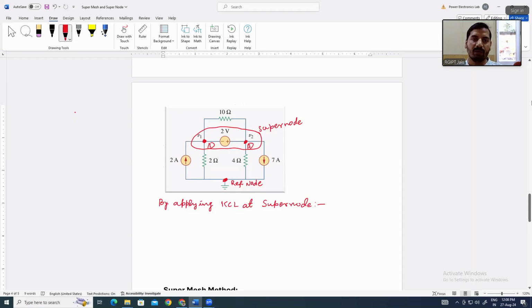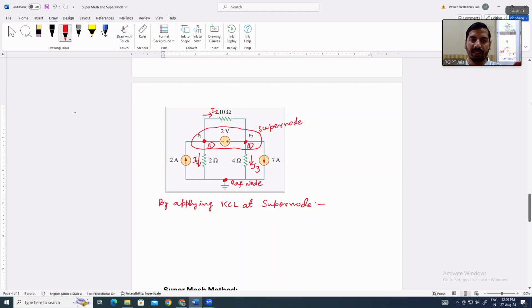Before applying KCL at the super node, we have to assume the current flowing. Suppose we assume the current flowing is downward. This is I1, this is I2, this is I3. We can take any direction of current, there is no issue. If your assumption is correct, you will get a positive sign after solving. If it comes out negative, you have to reverse the direction of the current that you assumed previously. That is very simple. You can take any direction you want.